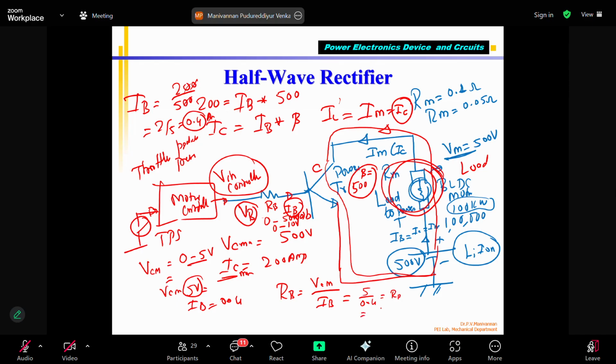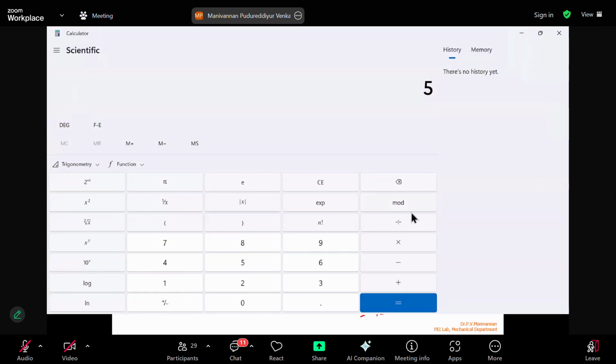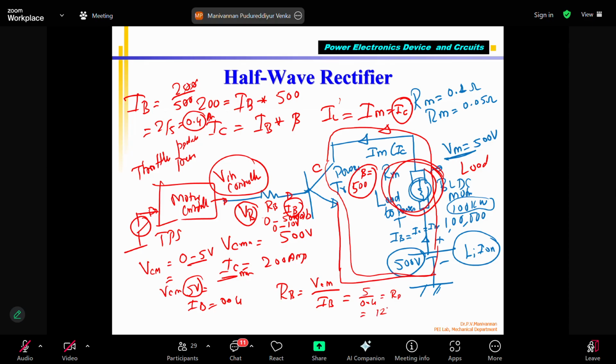Correct? So 5 divided by 0.4, that is 12 point something. It is 12.5, correct. Okay, 12.5. This should be 12.5 ohms. So this is how we design the power amplifier to drive the motor.